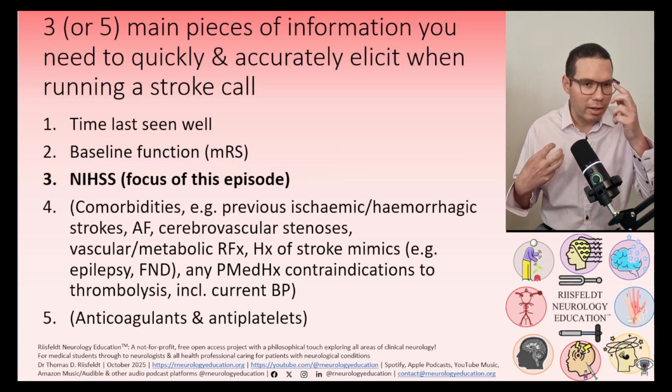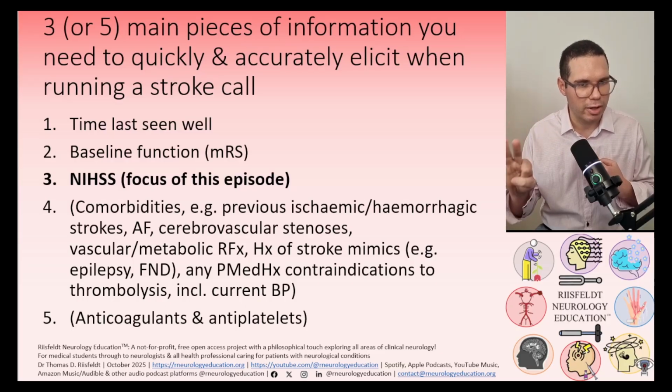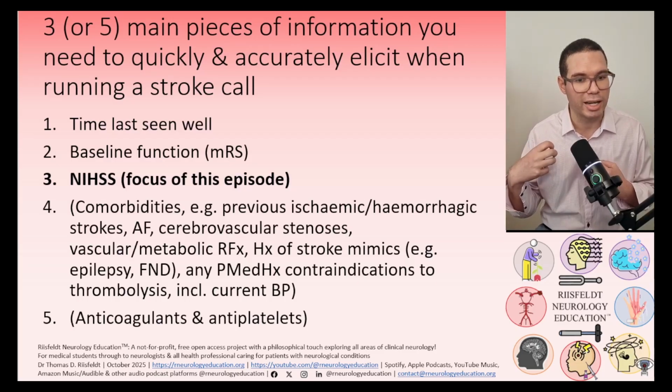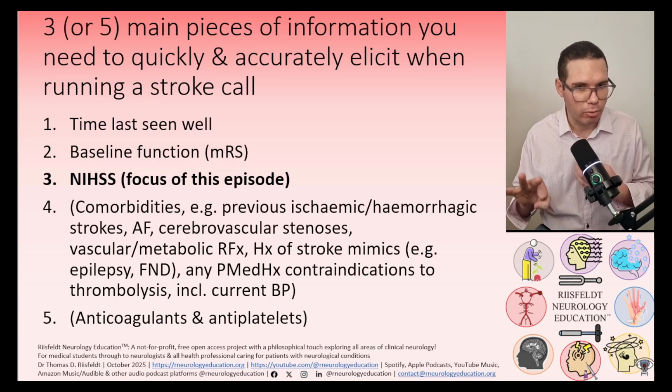The way that I think about it when I'm attending a hyperacute stroke call is that there are 3 or 5 main pieces of information that I really need to quickly and accurately elicit. The reason I say 3 or 5 is there are 5 things, but the first 3 are the things you really need to get down on top of. The other 2 are very important in terms of your decision making regarding candidacy for hyperacute stroke management or not.